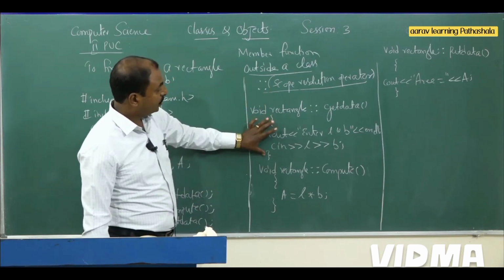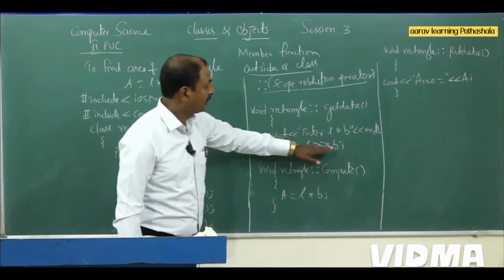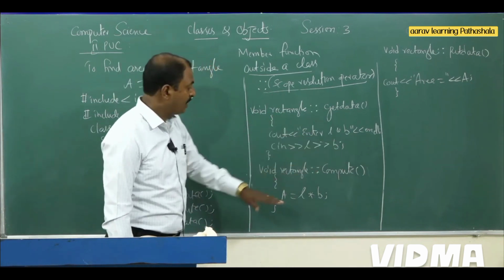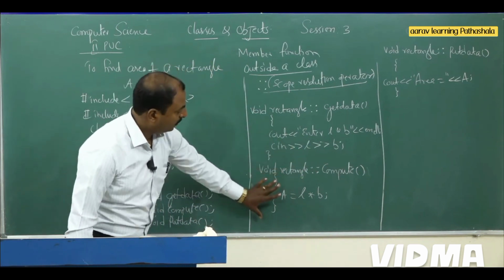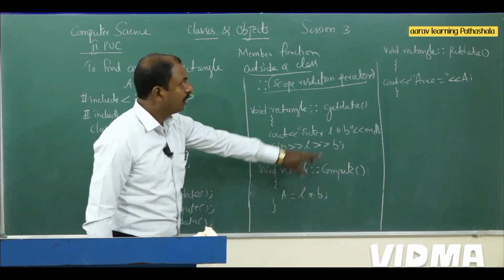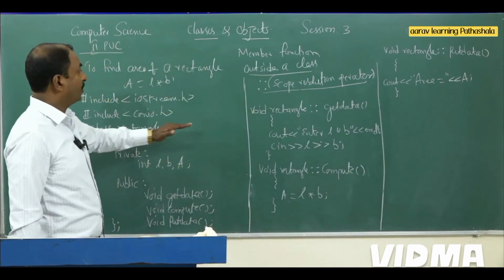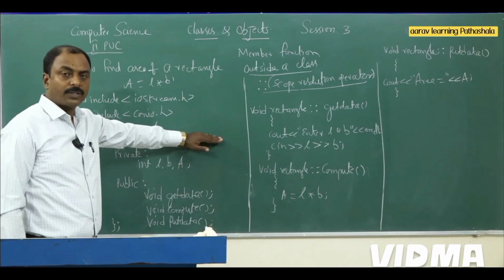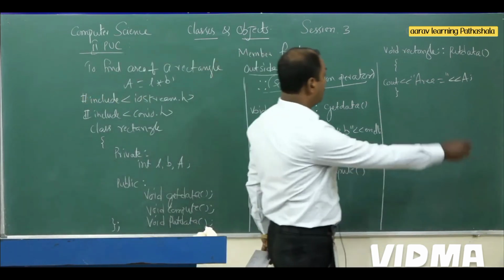Then inside this, as usual, we have to write the statements. This is for entering the value of L and B, and after closing this, one more function definition. This is for calculation, and one more function. Now again, this program is incomplete because we are supposed to write the main function. Now let us write the main function.